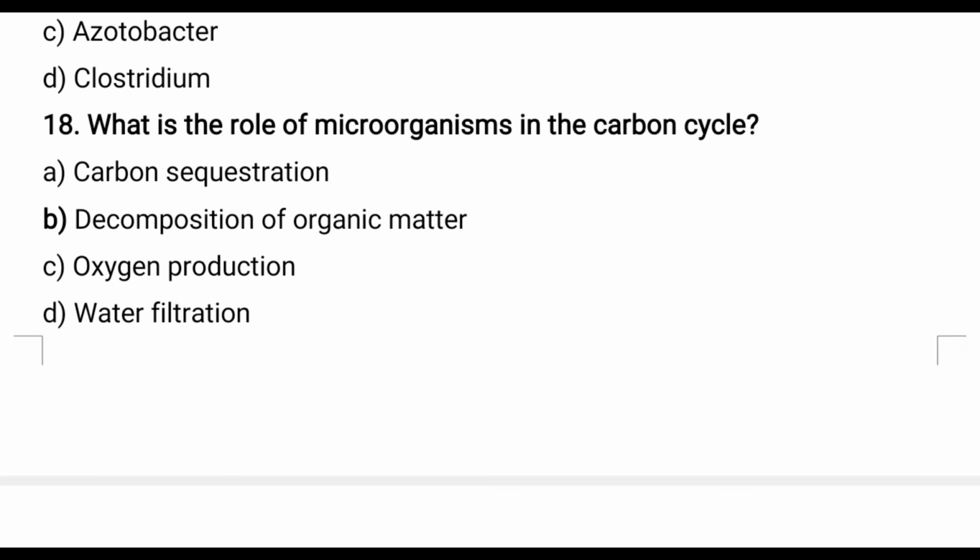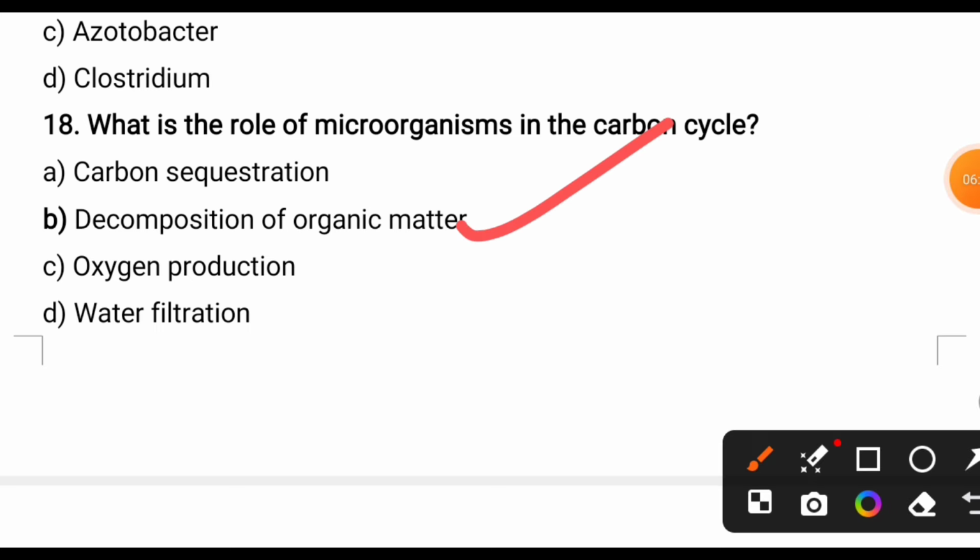Let's see the next question. What is the role of microorganisms in the carbon cycle? Options are carbon sequestration, decomposition of organic matter, oxygen production, water filtration. So for this, the correct answer is decomposition of organic matter. Microbes play a key role in the carbon cycle to break down complex organic matter into simpler substances.